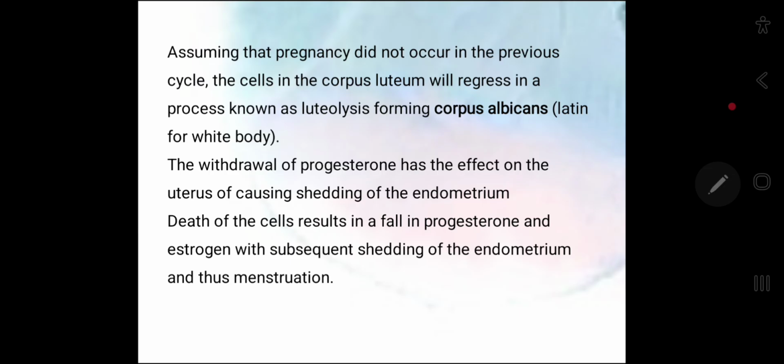Assuming pregnancy didn't occur, the cells of the corpus luteum will regress and break down by luteolysis, forming what we call the corpus albicans, or white body. By luteolysis of the corpus luteum, the progesterone hormone will drop, causing shedding of the endometrium and subsequent menstruation.